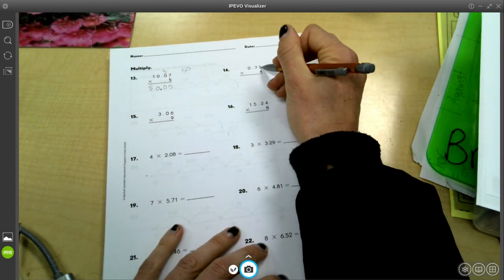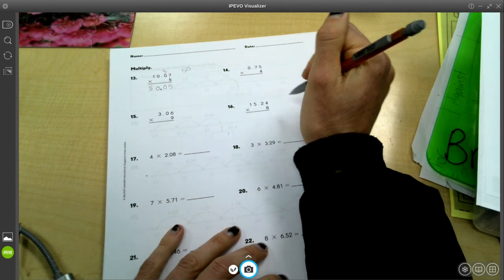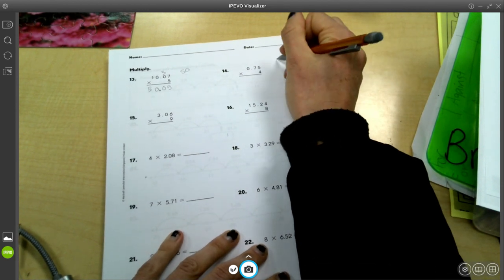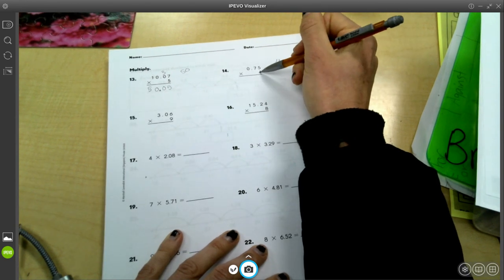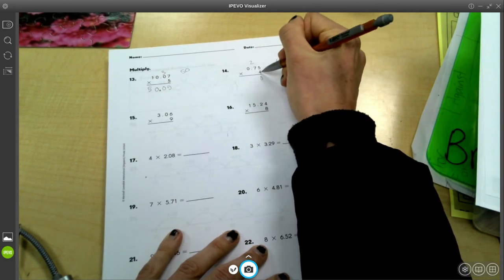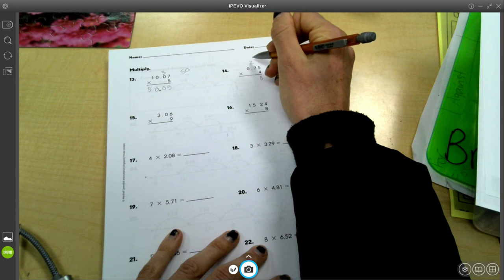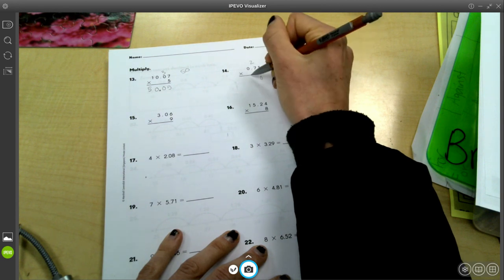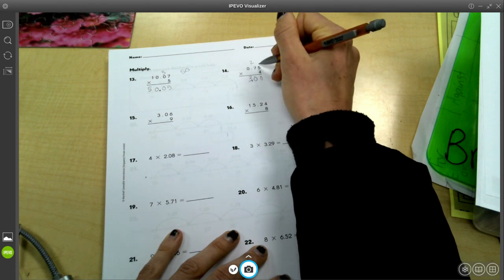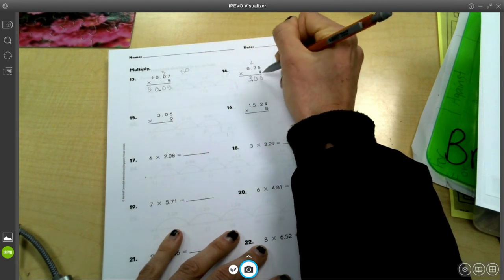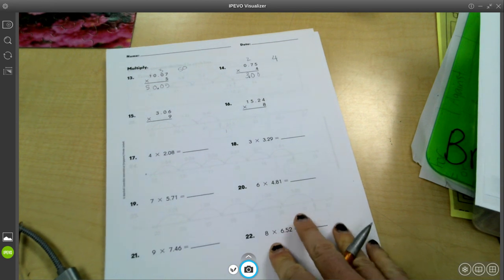All right, 4.75 hundredths is almost 1. My answer should be around 4. It's going to be less than 4 because it's less than 1. 4 times 5 is 20. 4 times 7 is 28, plus 2 is 30. And this is 3/4 of 4. This is 3/4 of 4. That makes sense. That's where my decimal place should go.